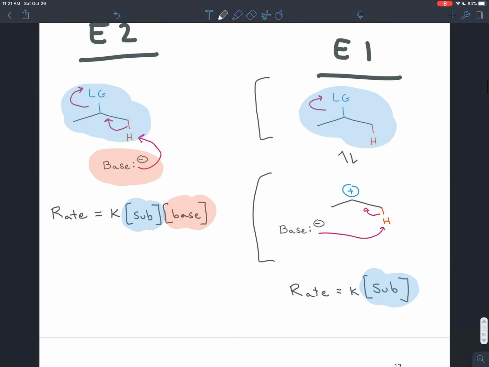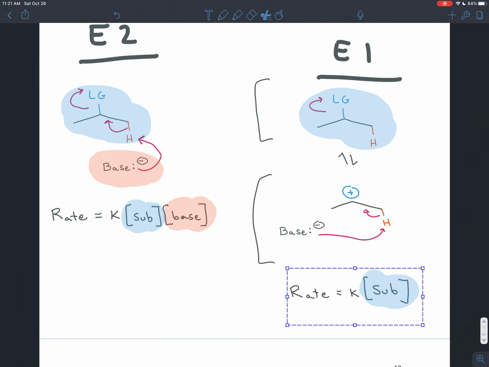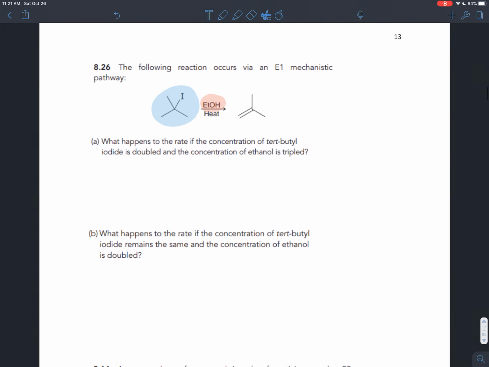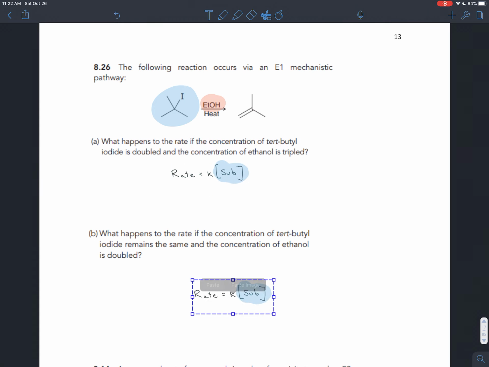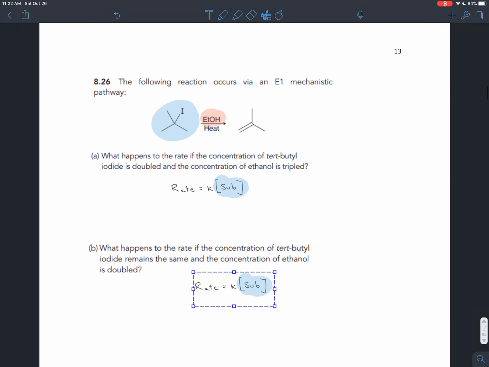So in this case, it's an E1 reaction. They tell us in the prompt, and so we're going to use the rate law for an E1 reaction, which only depends on the substrate. We'll use that in each of these exercises. In this first one, we're going to compare this to if everything is 1. It says, what happens to the rate if the concentration of tert butyl iodide, that is our substrate, is doubled, and the concentration of ethanol, that's our base, is tripled?